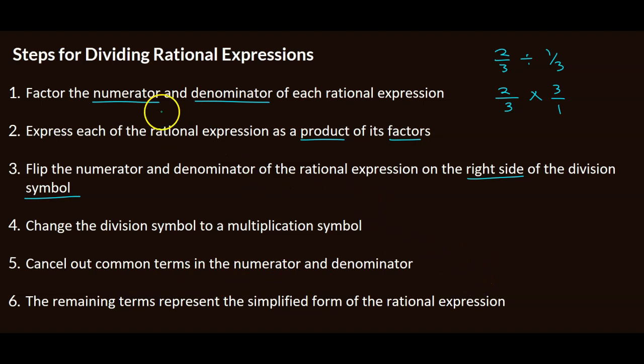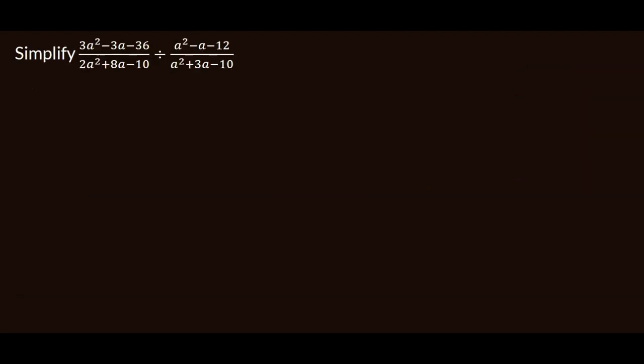So let's go ahead and see how we can apply these steps that we've discussed with a real example. Okay, so we start with 3a squared minus 3a minus 36. We factor out 3. We have a squared minus a minus 12. And this is going to be the same as a minus 4 multiplied by a plus 3.